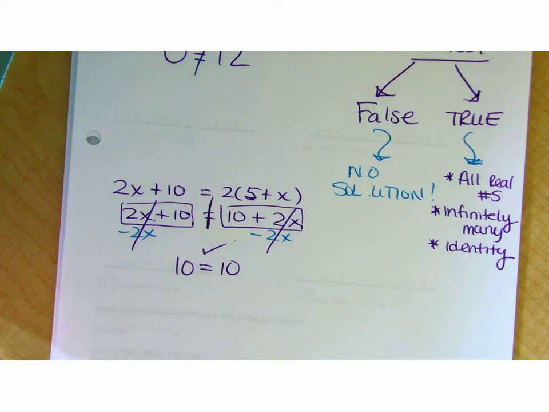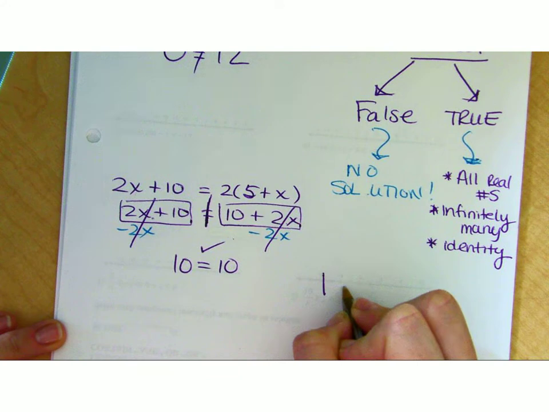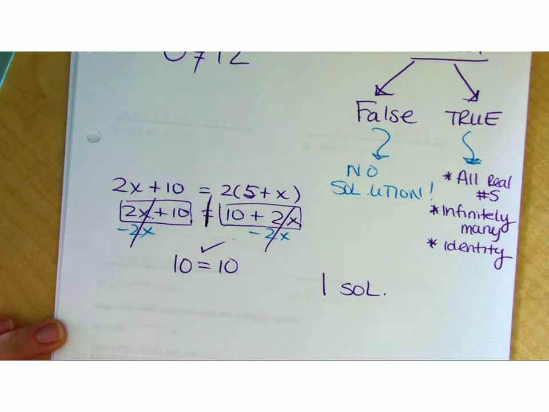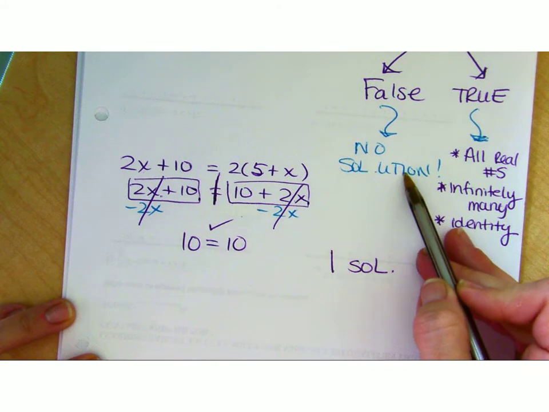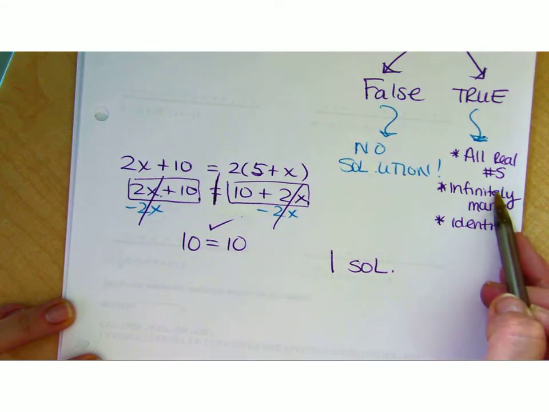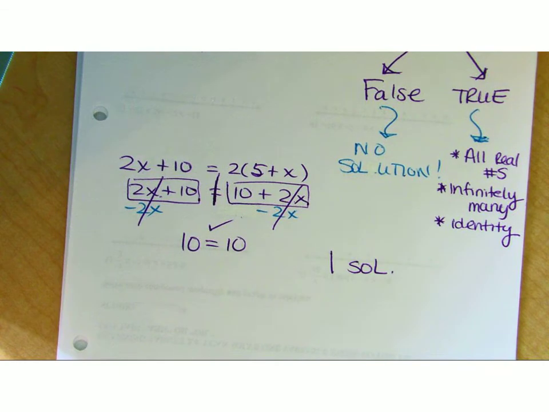Okay? So, how many possible solution types could there be for an equation? You could have an equation that has one solution. You could have an equation that has none. And you could have an equation that has infinitely many. Those are your 3 types of solutions for equations. Got it? Okay. Those are your special cases.